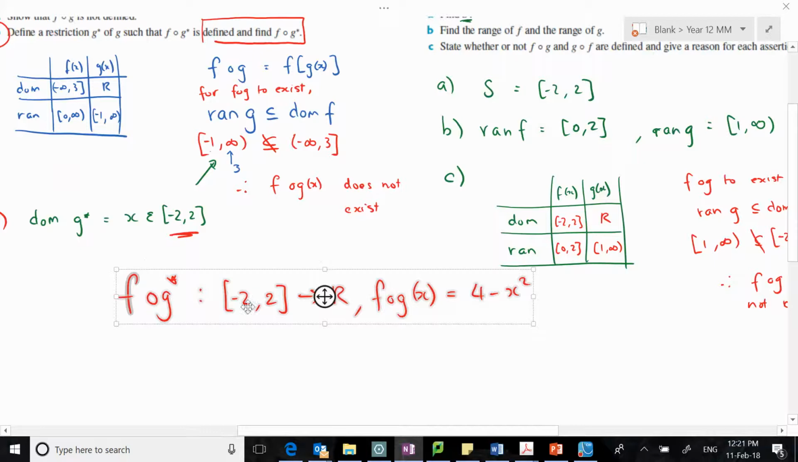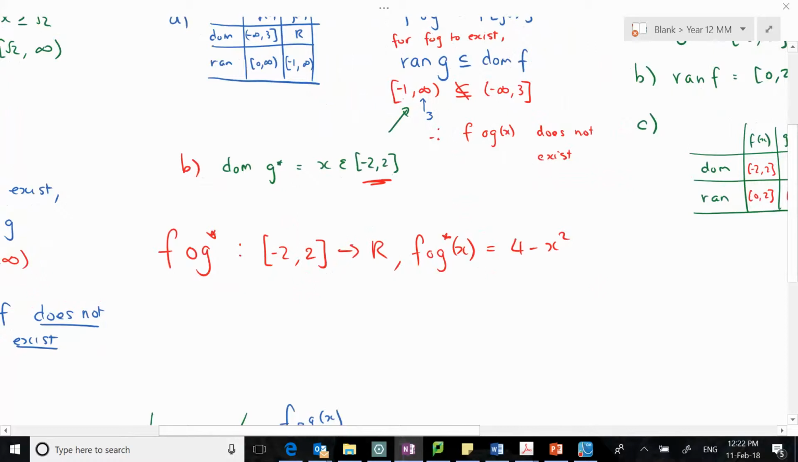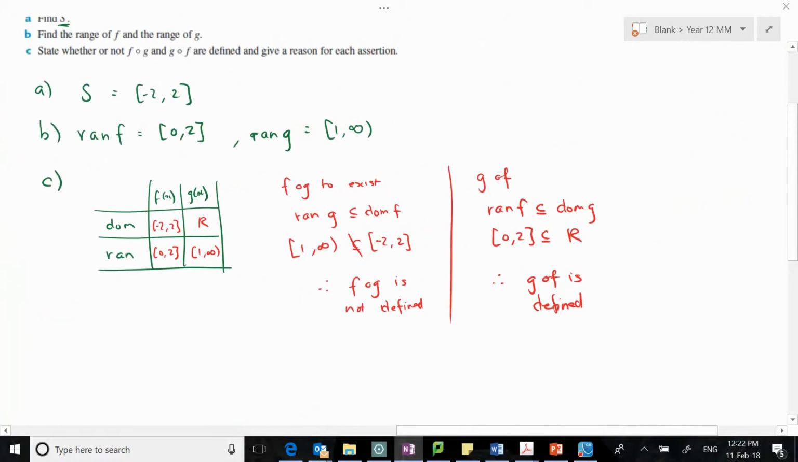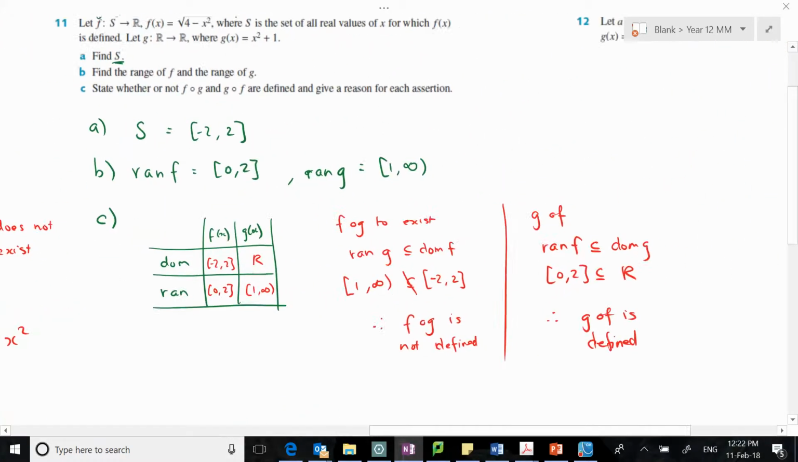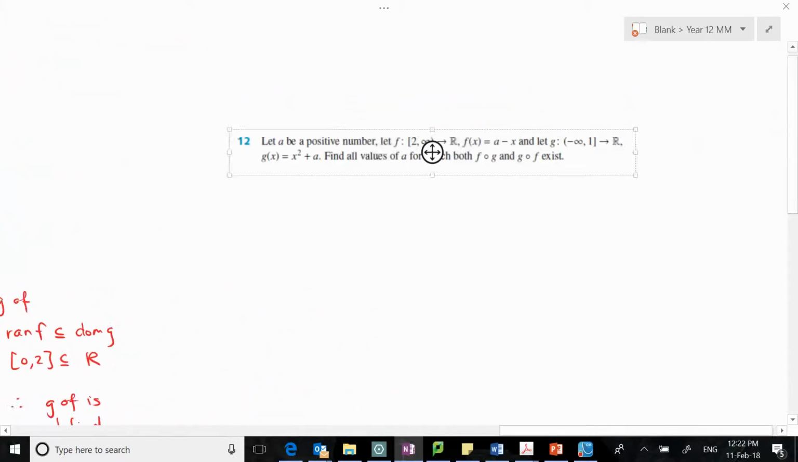I noticed there's a little mistake in my notation as well. I wrote f of g star, so this one should be a star there. There you go. And we just did 11. Now we're going back to 12. Moving on to 12, last question.